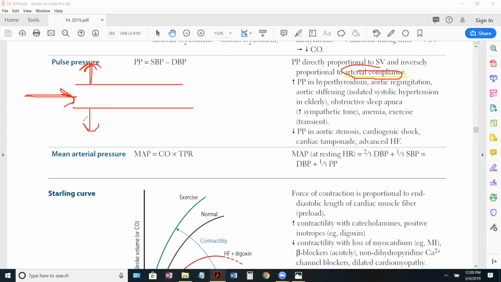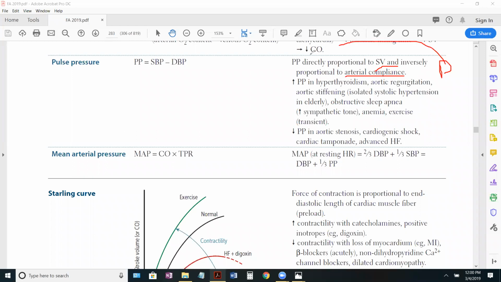As soon as this chamber dilates, according to Boyle's law, the pressure is inversely proportional to the volume. If you increase the volume, the pressure decreases, and if you decrease the volume, the pressure increases. So a compliant vessel can easily increase its volume, and according to Boyle's law, that increase in volume will decrease the pressure, and that pressure is the pulse pressure.